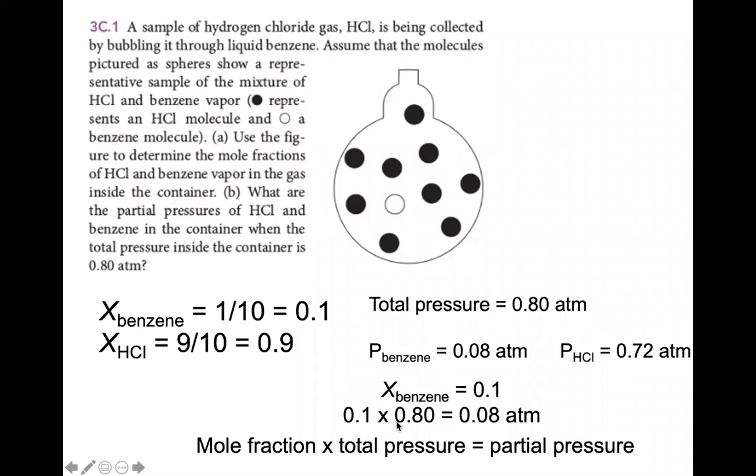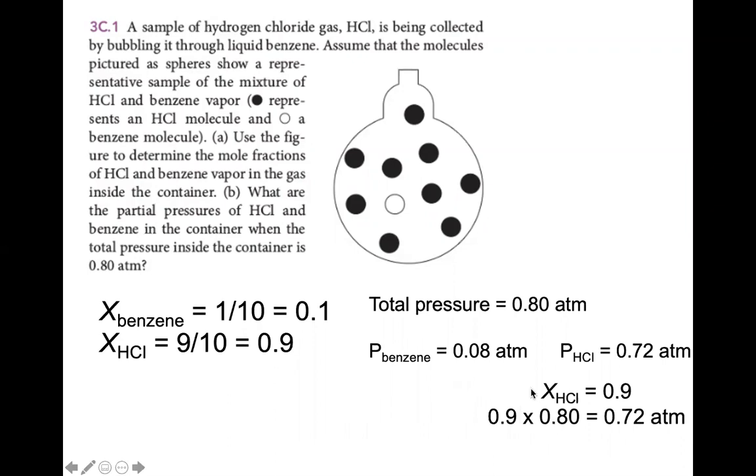10% times the total pressure of 0.8 tells me how much the benzene particles were contributing. Same kind of setup for the other one: 90% times 0.8, 0.72, that would be the partial pressure for that one. We're just treating them independently and seeing that they add up to the total amount. That's the idea of looking at mixtures and partial pressure.